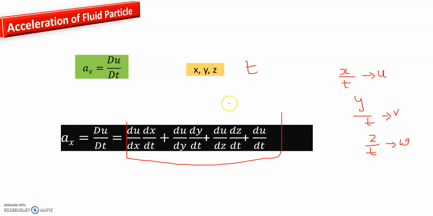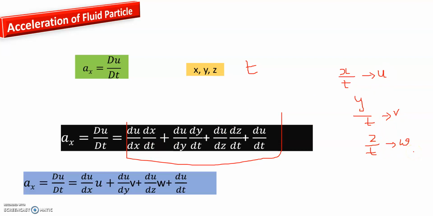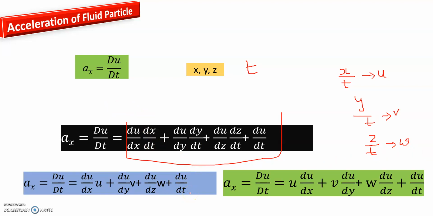So rearrange this equation by replacing dx by dt with u, dy by dt with v and dz by dt with w. So this is the final equation, plus du by dt. So I can rearrange it as u into du by dx plus v into du by dy plus w into du by dz plus du by dt. So this is the final equation of ax.